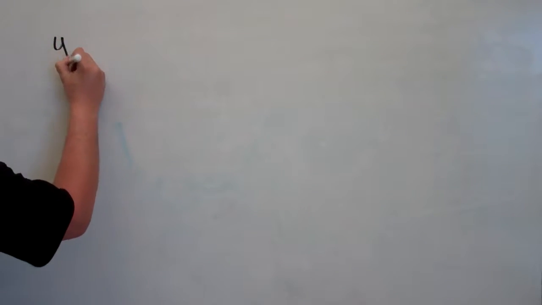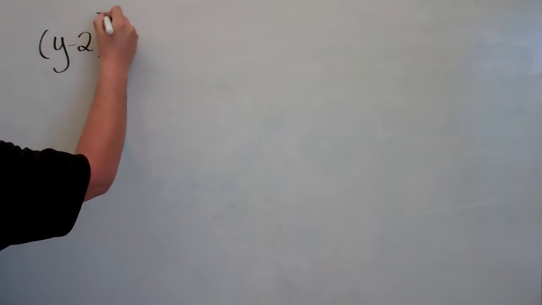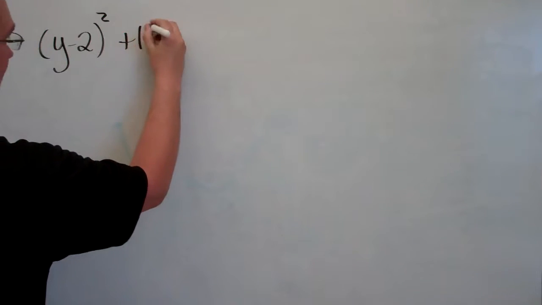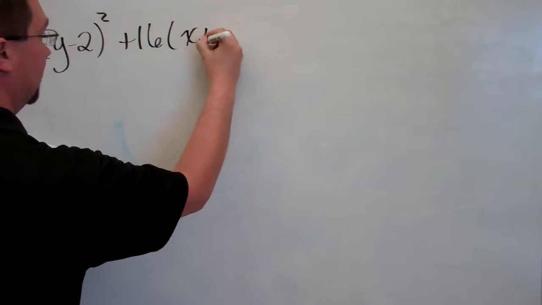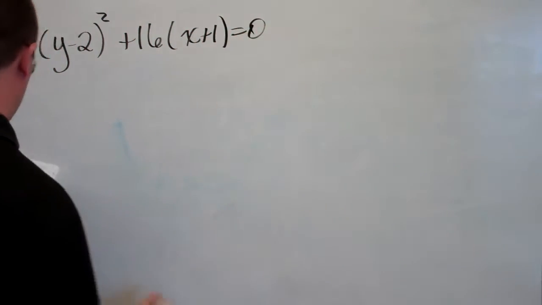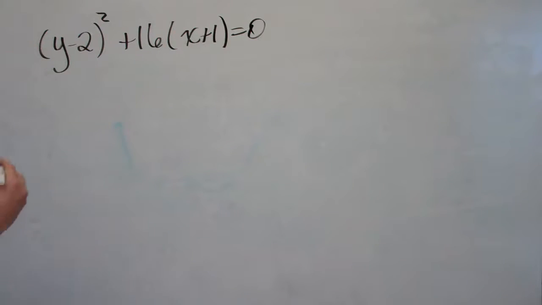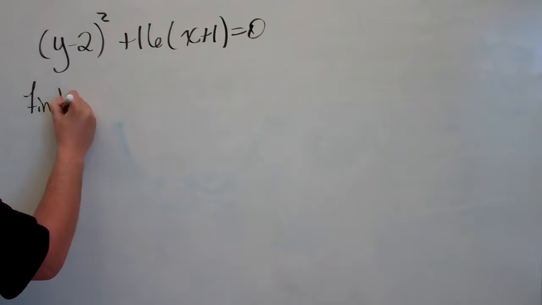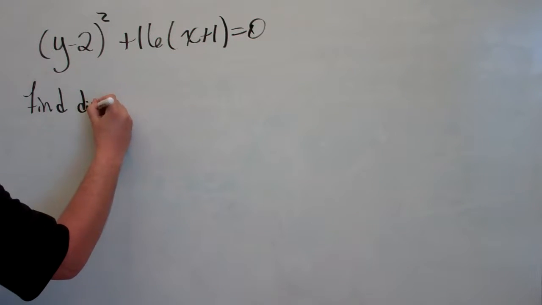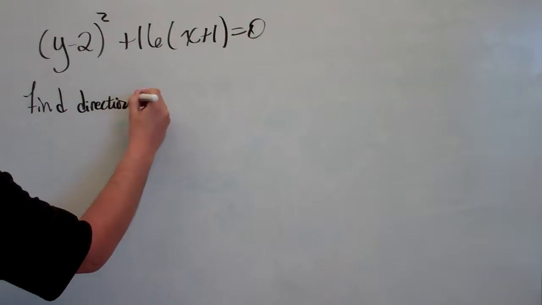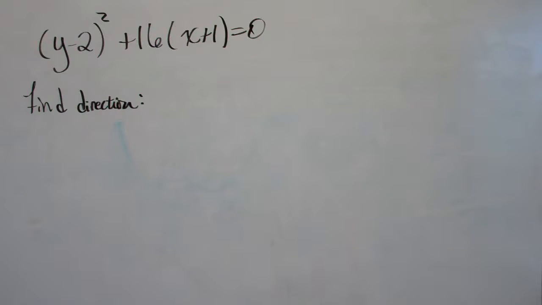Alright, so here's an example. We have (y - 2)^2 + 16(x + 1) = 0. And what I want you to do is find the direction. Does it open left, right, up, or down? So first thing we've got to do, let me change colors here. Step 1.